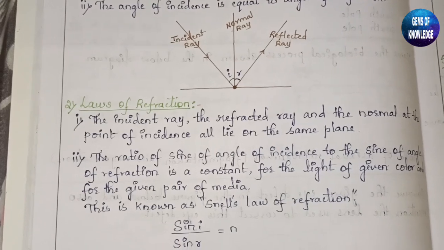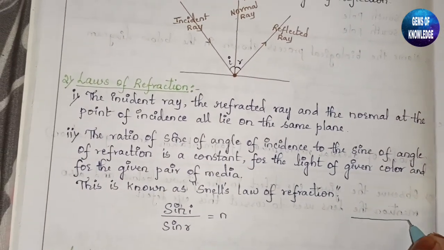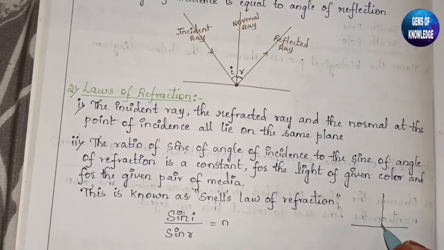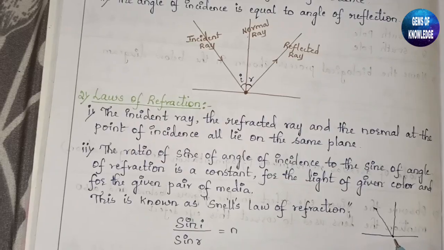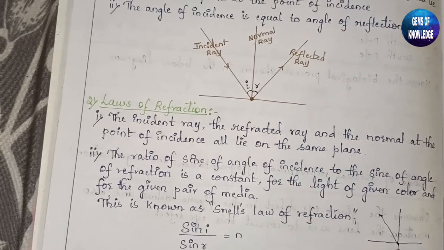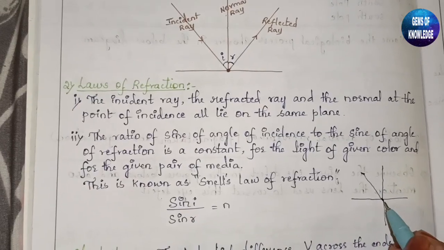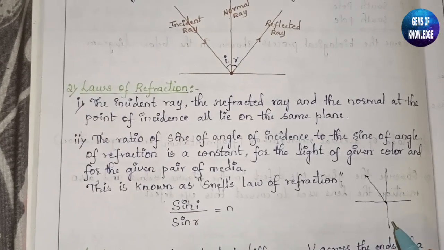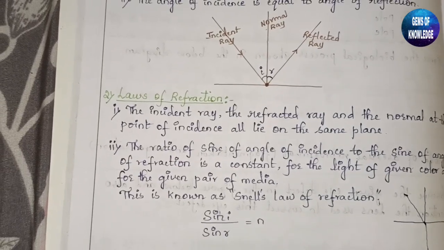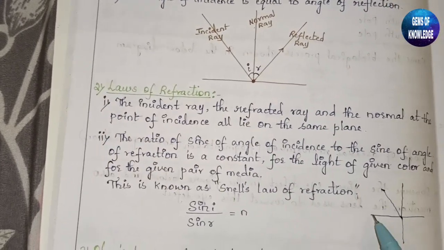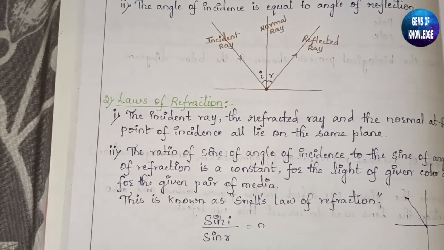So the figure will be somewhat like this. This is the normal which I'm drawing. This is the incident ray which is coming from here, and this will be the refracted ray. After reaching this point, this is the refracted ray. Instead of going straight, it will be bending. That is the refracted ray. They all lie on the same plane. This is the same plane. These three lines lie on the same plane.